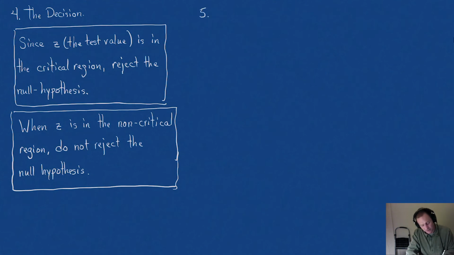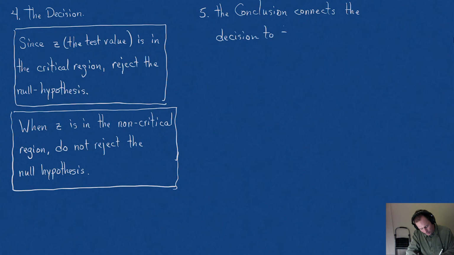And then I want to come back to this. The conclusion connects the decision to the claim. Remember, that's what our investigators, our researchers saw. They'd seen some crocodiles and thought, boy, these crocodiles here sure don't seem like they're 14 feet. Let's test that. And that's our claim.